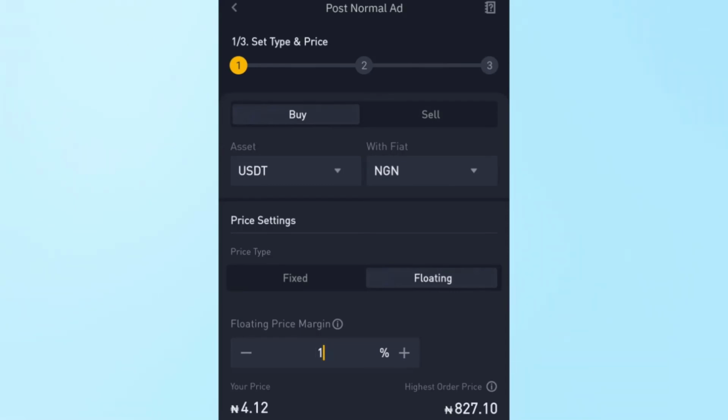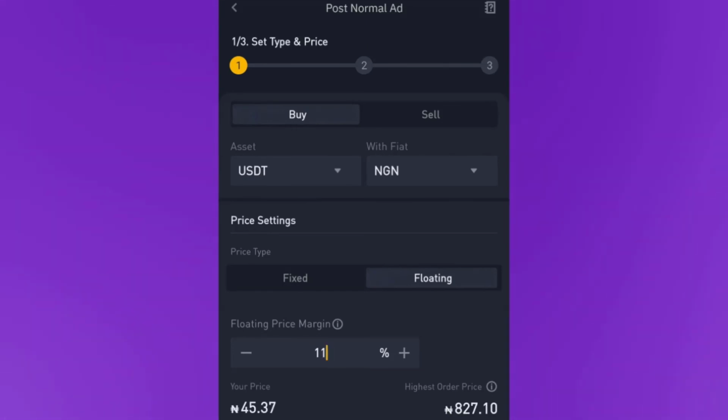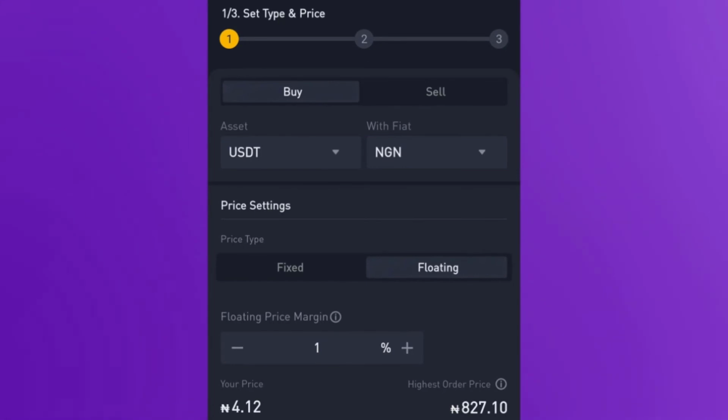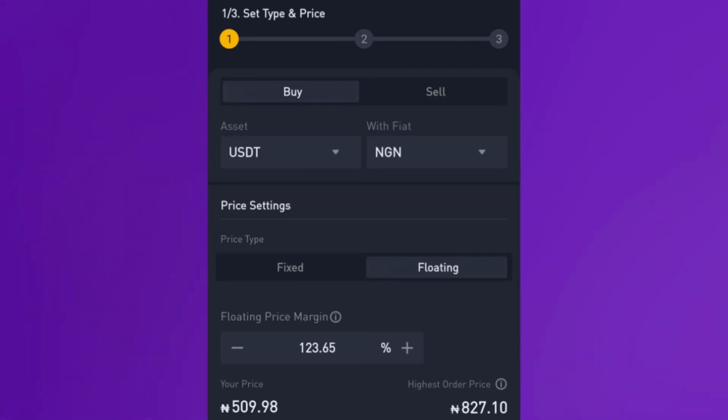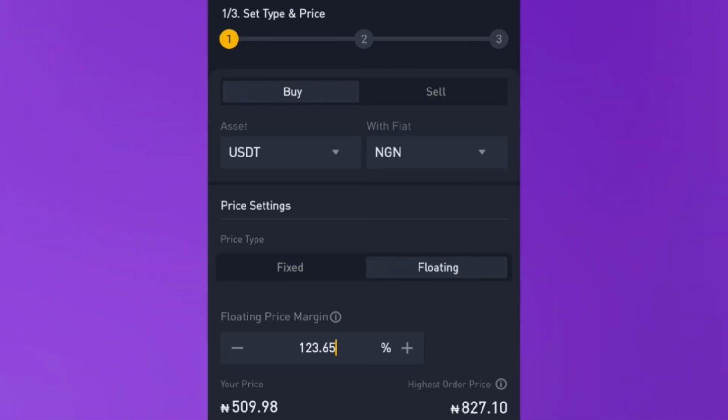Okay, that doesn't work. Now the thing about USDT is that it doesn't really move that much because it's dollar, so it doesn't move as much as Bitcoin does. You see that when we had the Bitcoin price, it was moving a lot, but when it comes to this, it doesn't really move that much. All right, so I've chosen to go with 509.98. As you can see, 123%. It's just crazy the prices these days.